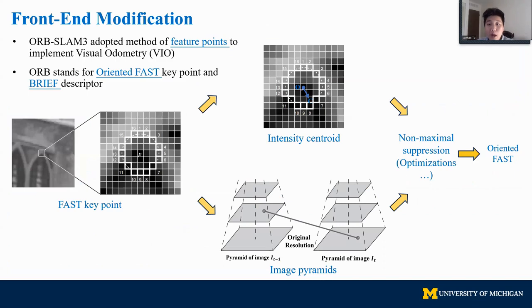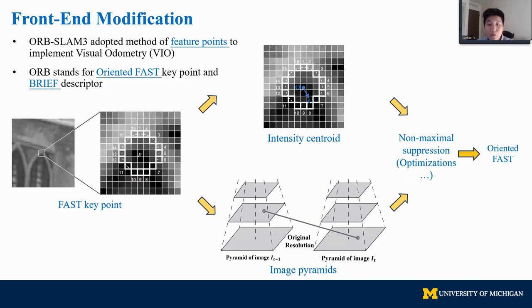Now let's delve into my contribution: the front-end modification of ORB-SLAM. ORB stands for Oriented FAST Key Point and BRIEF Descriptor. It uses feature points to implement visual odometry. A key aspect of our enhancement involved ensuring the system could extract a substantial number of high-quality feature points.